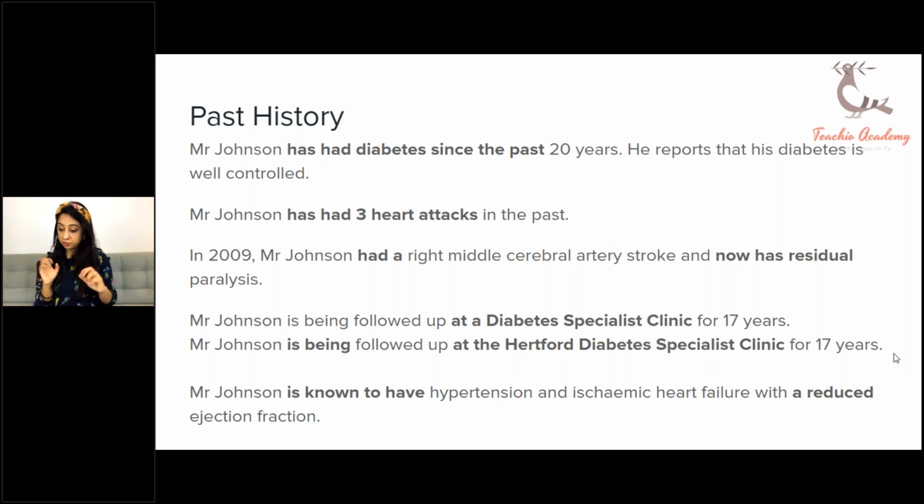So the mistakes that we make in past medical history are going to be "has had," "since the past," that's another mistake, "at the," and "is being" and "has been." Manpreet, that's also correct. Okay, that is your past history. Guys, if you've understood the mistakes that people make and what you're not going to make in the future, please type in yes, and then we'll move on to our next points.